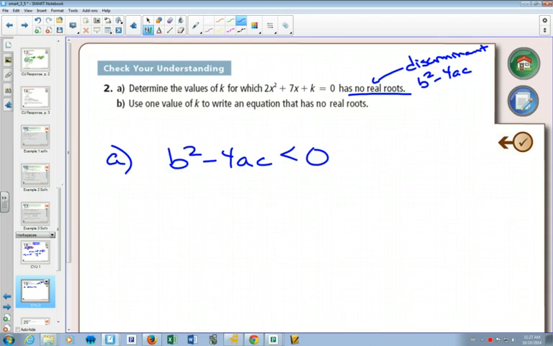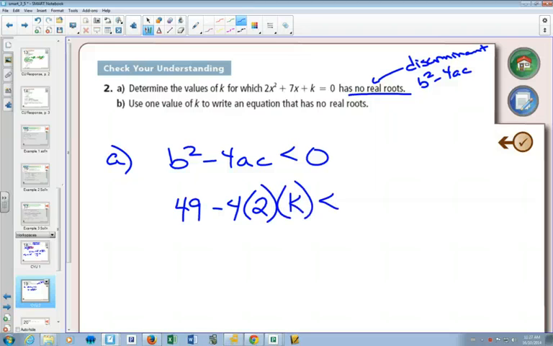So if the b squared minus 4ac is negative, or if it's less than 0, then we won't be able to take the square root, and we wouldn't be able to solve it. Well, our b is 7, so this 7 squared will be 49, minus 4, a is 2, and c is k. We need that to be less than 0. We need to solve for k. Well, solving an inequality is like solving an equation, but remember we have that one rule that if we multiply or divide by negative, we have to flip the sign.